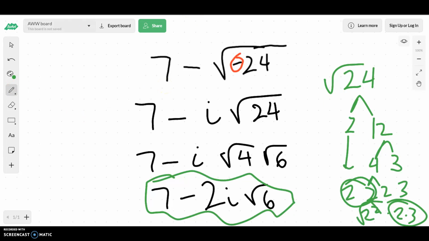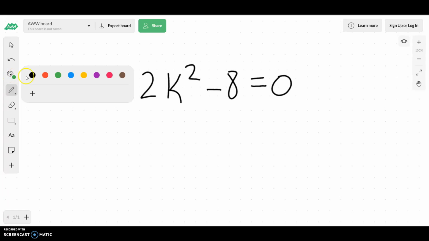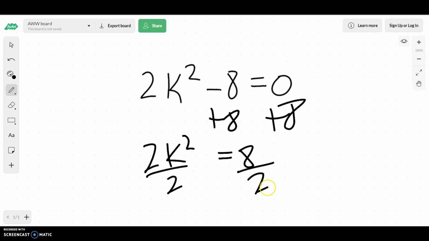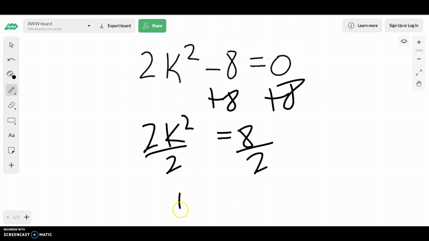then that also works. Okay, so this one we're trying to solve a quadratic. You have lots of ways to solve quadratics, but this quadratic is special because it only has one variable, which means we can solve it the easiest way, which would start by adding 8 to both sides. Then we would divide by 2. Then we would get k squared equals 4.